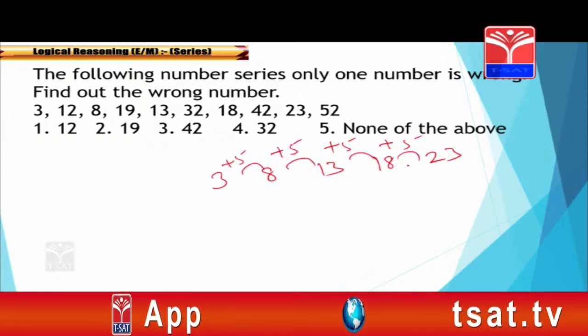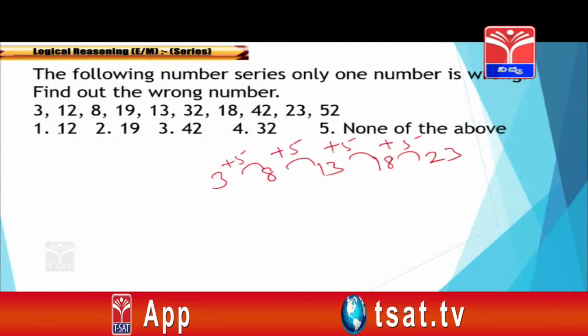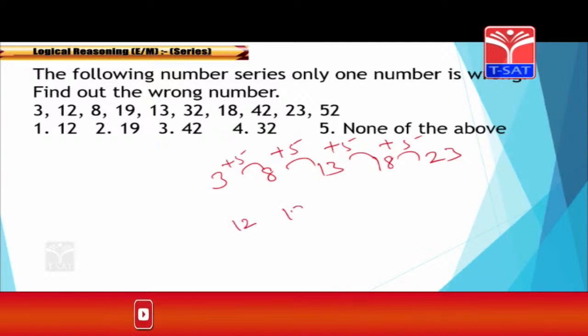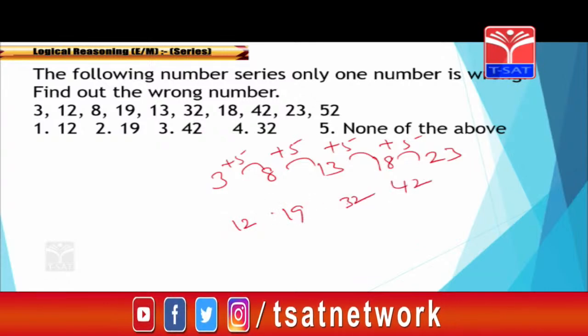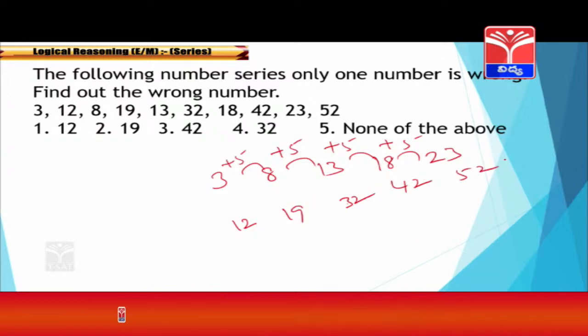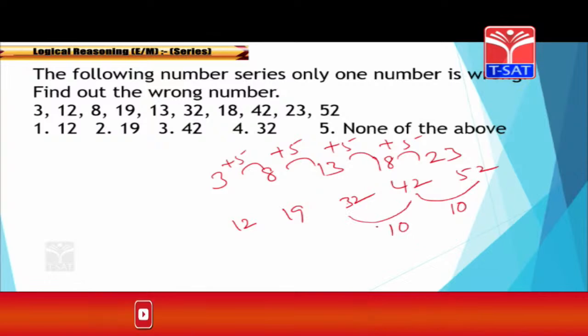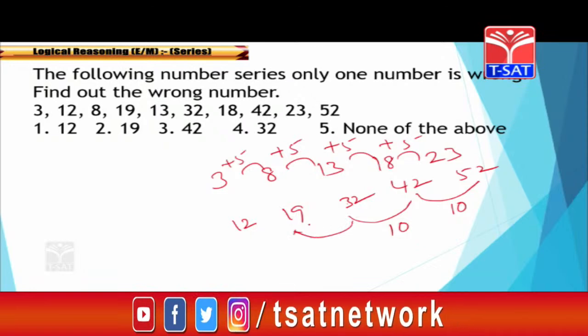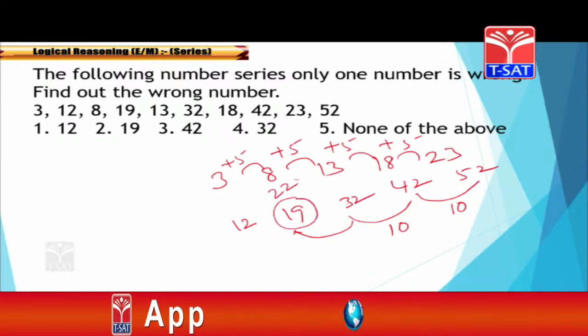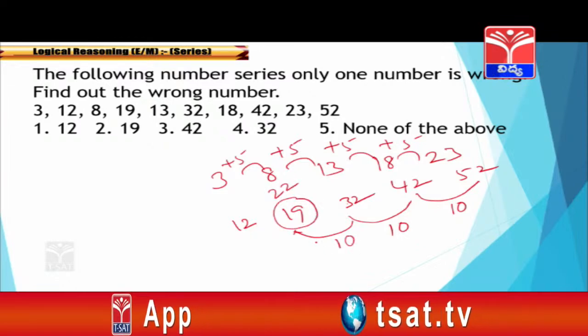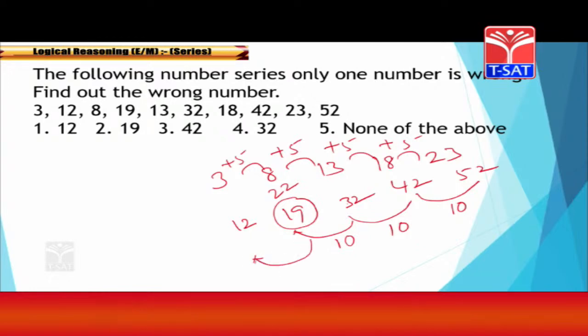Okay. Now I am taking the remaining numbers. Here 12, 19, 32, 42, 52. Correct? If you observe it, the difference between 42 and 52 is 10. The difference between 42 and 32 is 10. So the difference should be the same 10. The difference between 32 and the previous number should be 10, so instead of 19, if there should be 22, then the difference will be 10. The difference between 22 and 12 is 10.